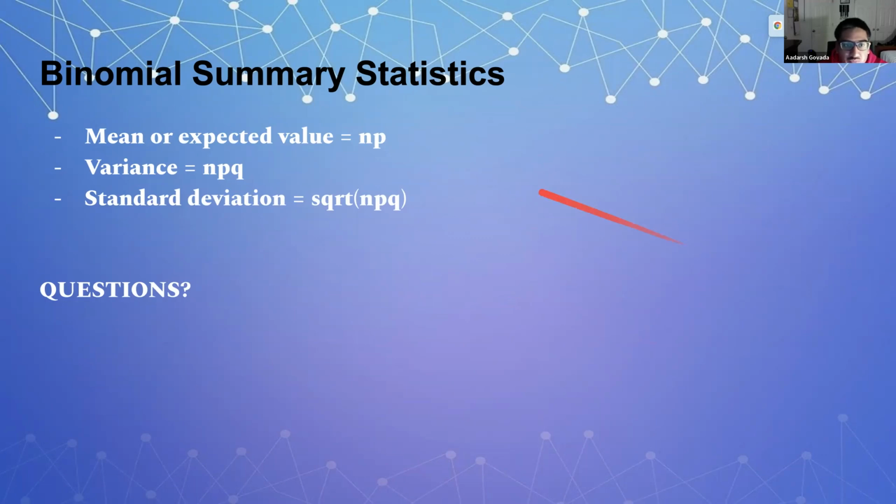So with that, you can find the mean or the expected value of a binomial distribution by multiplying n, the number of trials, times p, the probability of success. You can find the variance of a binomial distribution. That's npq, so the number of trials times the probability of success times the probability of failure. In other words, the variance is equal to the expected value times the probability of failure. And then the standard deviation, as always, is the square root of variance.